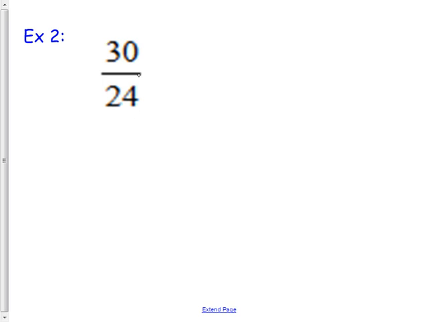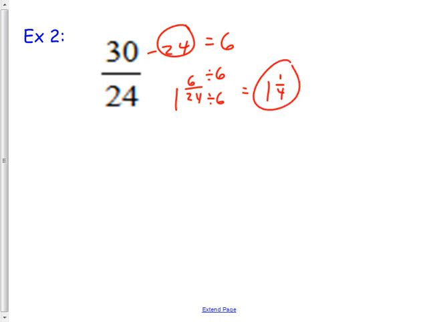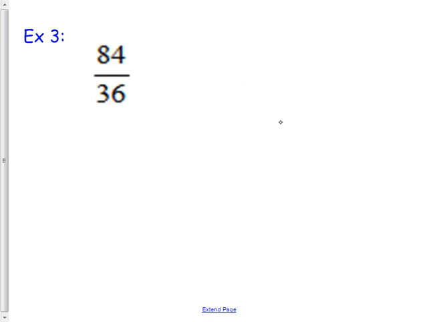All right, so 24 can only go into 30 once, so we're just going to subtract the 24. We'll circle it because that's our whole. All right, we only use one of them. And we're going to have a leftover of 6, or a remainder. So we have 6/24 left over. We can divide both of those by 6 to get 1 1/4 there. So 30/24, we can rewrite that as a mixed number in simplest form as 1 1/4.